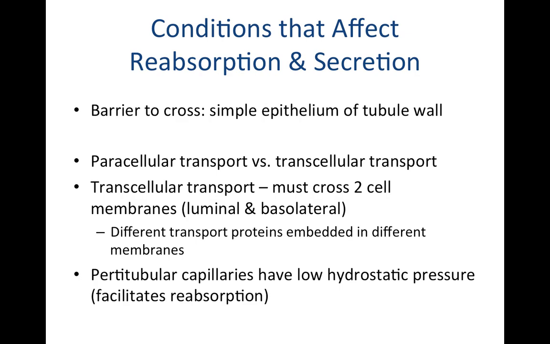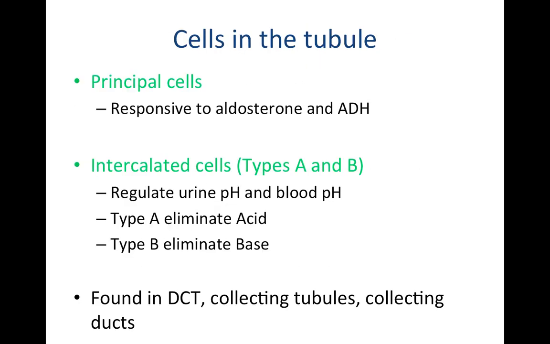Peritubular capillaries will have a very low hydrostatic pressure. Remember, these capillaries receive their blood from the efferent arteriole of the glomerulus, where you've just filtered out a lot of material, and so there's not very much pressure pushing against the walls of these capillaries. So very low hydrostatic pressure, and this helps to facilitate reabsorption. It's very easy for material to move into these capillaries.